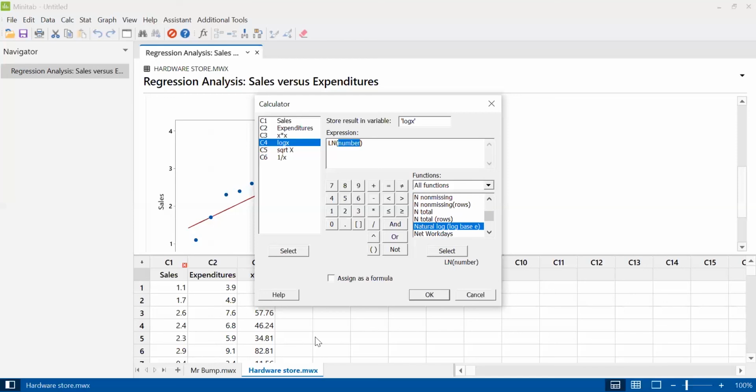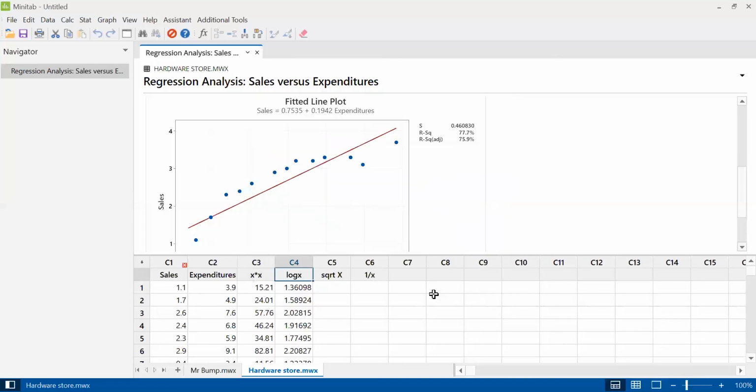natural log. All right, so I'm gonna click on expenditure, because for the log, you need to specify what values you want to take the log of. So double click on expenditure and click OK. And there we got the logs.